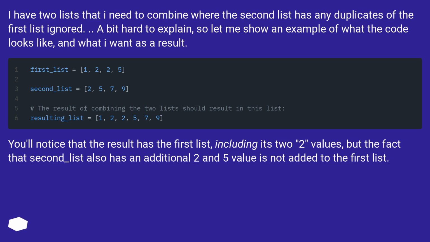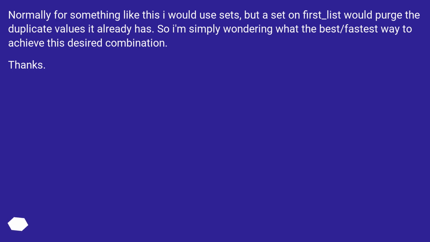You'll notice that the result has the first list, including its two values, but the fact that the second list also has an additional 2 and 5 value is not added to the first list. Normally for something like this I would use sets, but a set on first_list would purge the duplicate values it already has. So I'm simply wondering what the best/fastest way is to achieve this desired combination. Thanks.